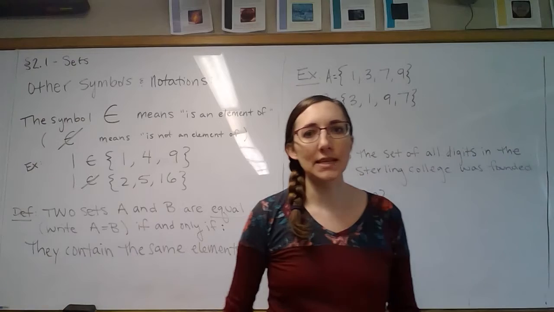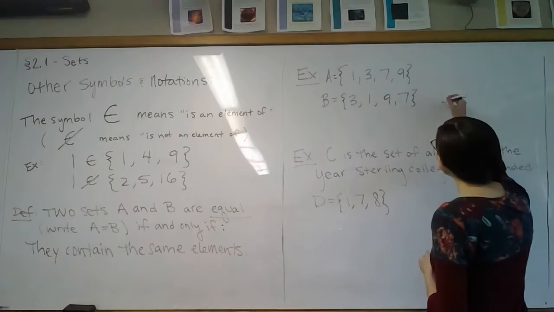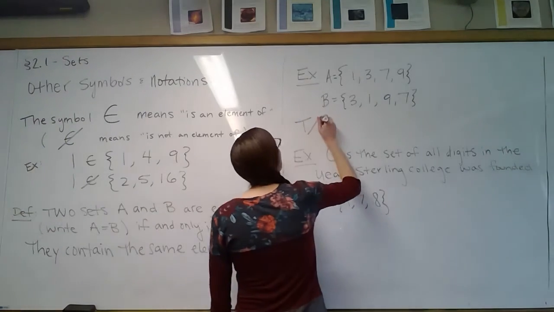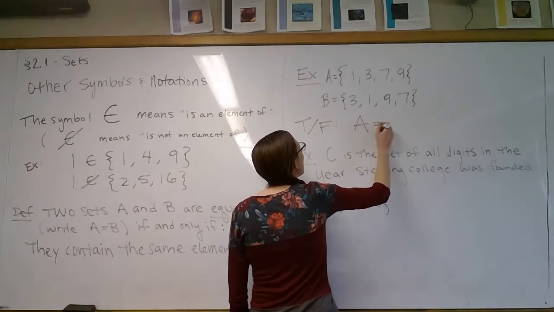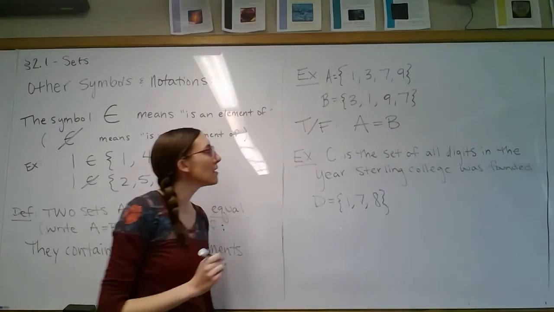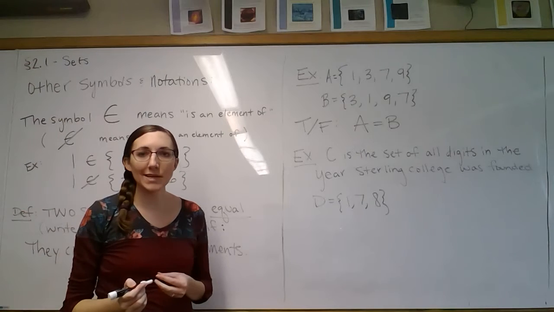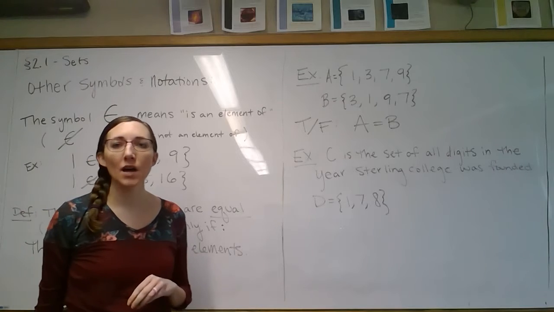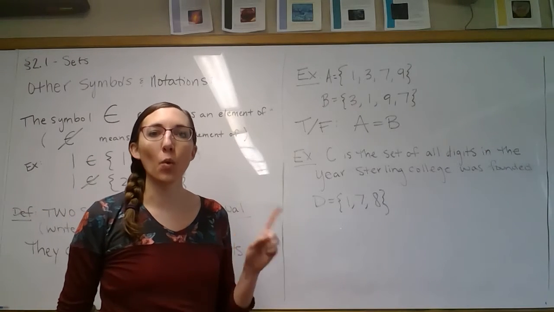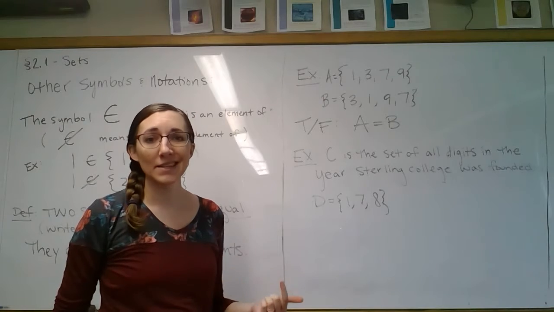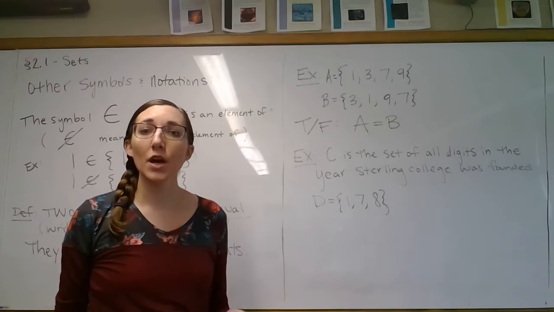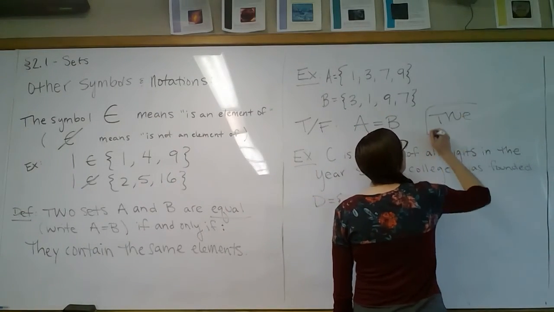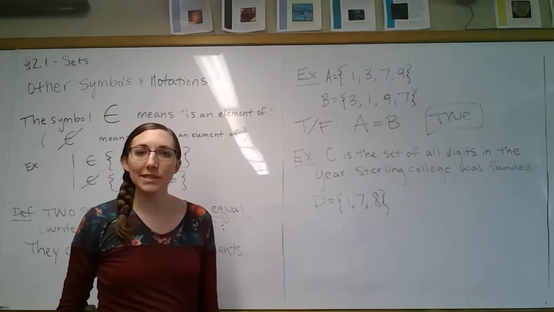So if I look at this next example, we could ask the question, true or false: A equals B. Well, A is the set containing 1, 3, 7, and 9, and B is the set 3, 1, 9, 7. So the elements are out of order, but if we check, 1 is in both, 3 is in both, 7 is in both, and 9 is in both. So they do contain the same elements, so this would be true. Those are two equal sets.